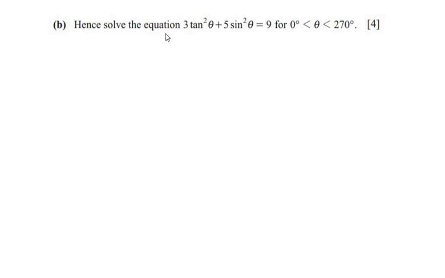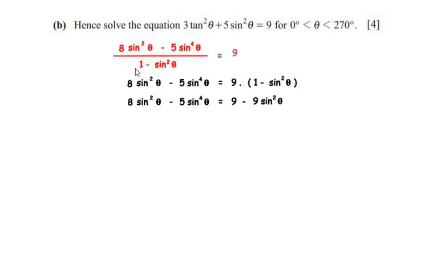Hence solve the equation 3 tan squared theta plus 5 sin squared theta is equal to 9 for 0 degrees is less than theta is less than 270 degrees. So here basically we have to find out the values of theta that are lying between the range of 0 to 270 degrees. Now in part A, we had been given that the left hand side is equivalent to the right hand side. So let us take the right hand side terms because we had the numerator and the denominator in terms of sin theta.